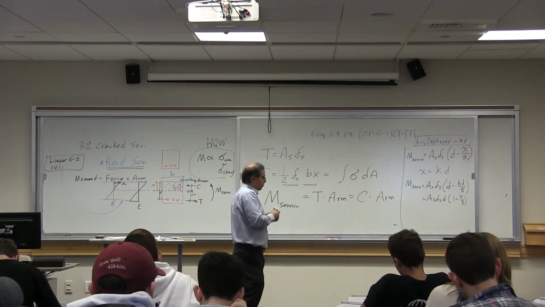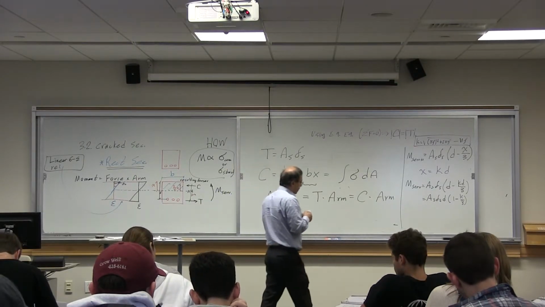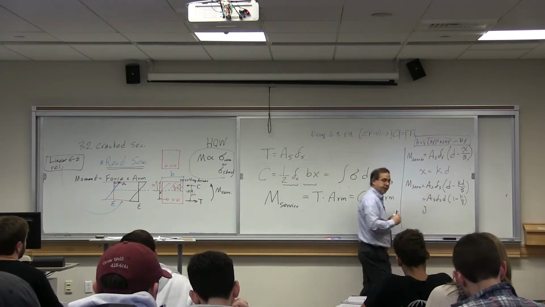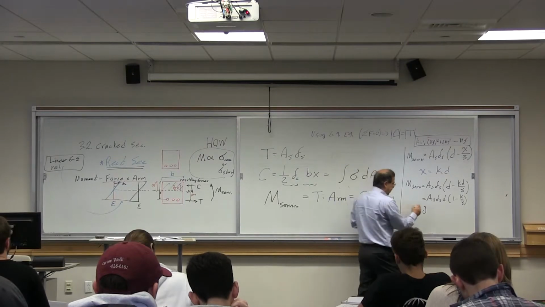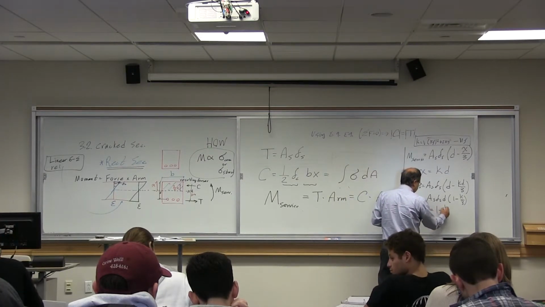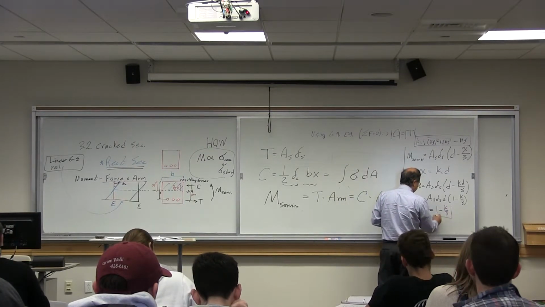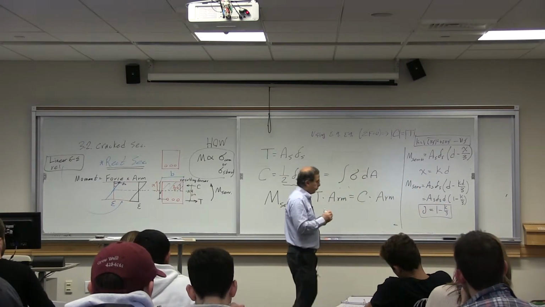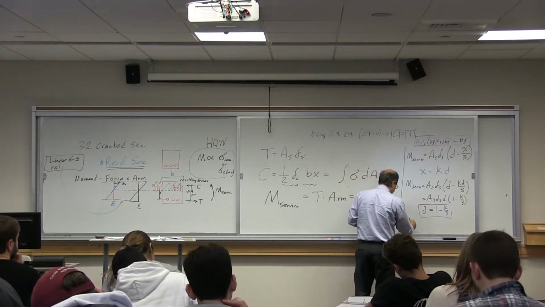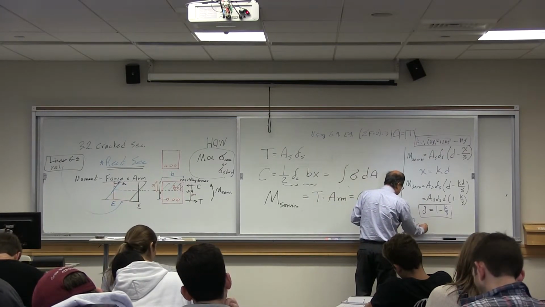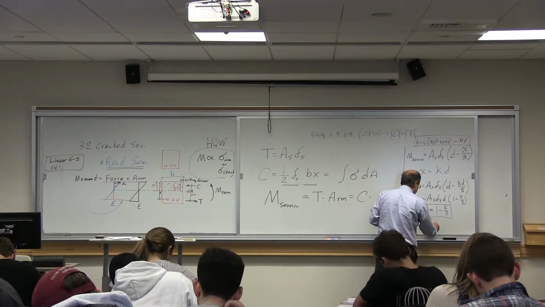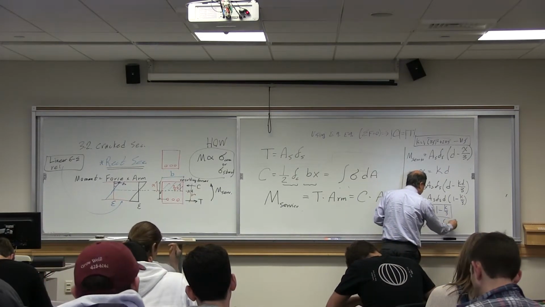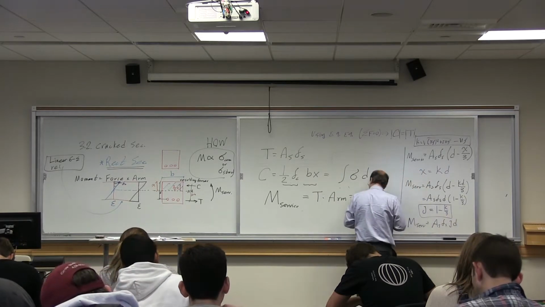Historically, people have defined a different parameter j, which is equal to 1 minus k divided by 3. Therefore, finally, M service is equal to As Fs j times d.